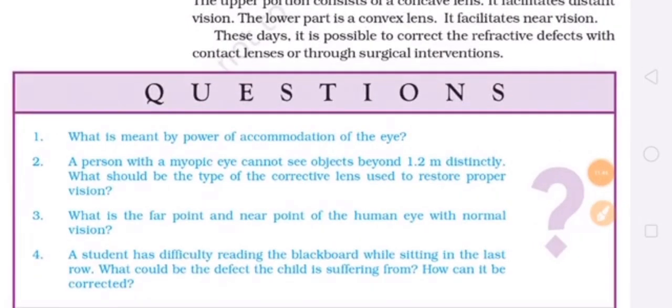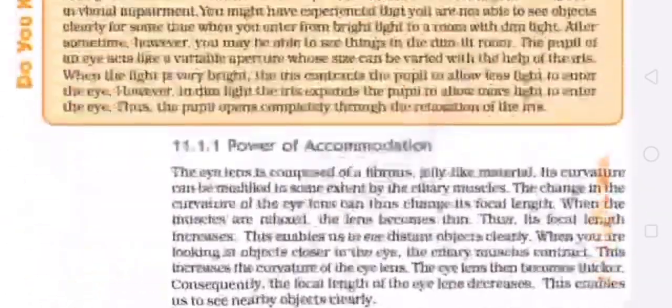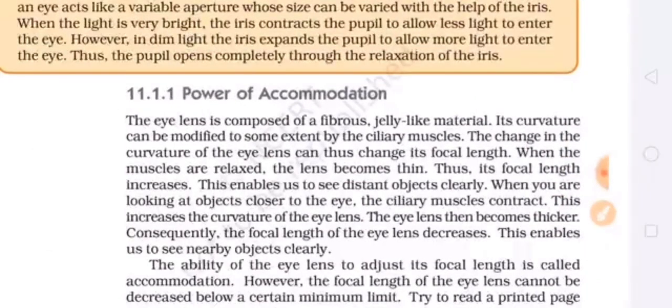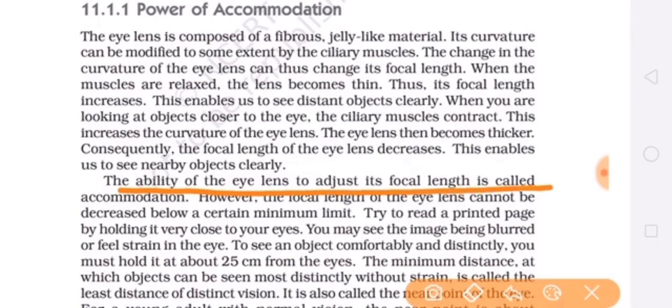I hope you've understood. And let's move to the question answers in text questions of page number 190. The first question: what is meant by the power of accommodation of the eye? This I have told you. The ability of the eye lens to adjust its focal length is called accommodation. This is the definition of accommodation.